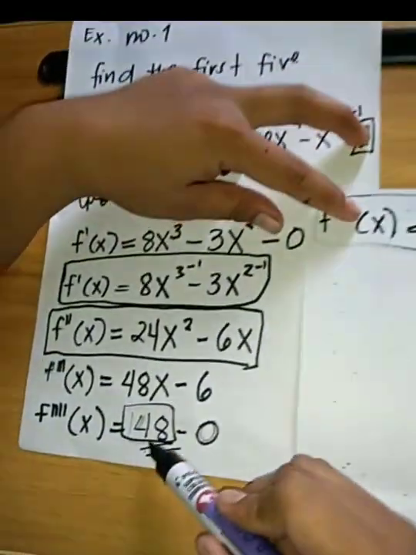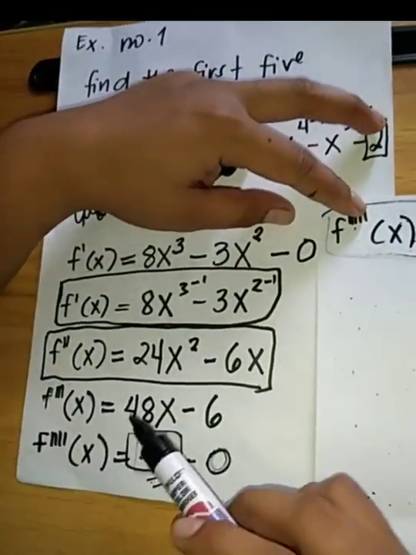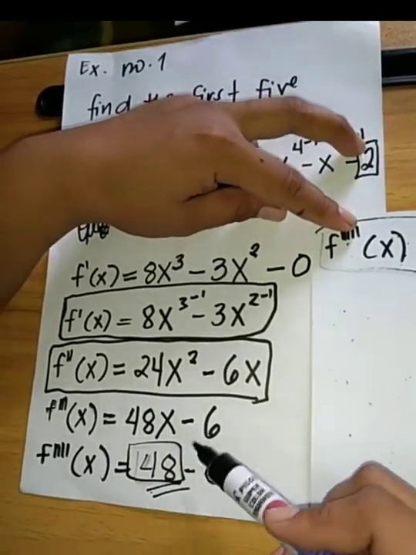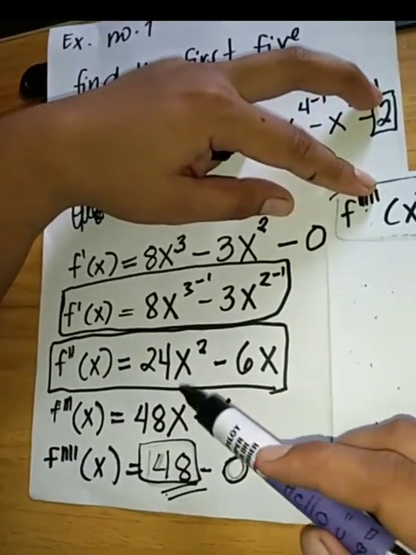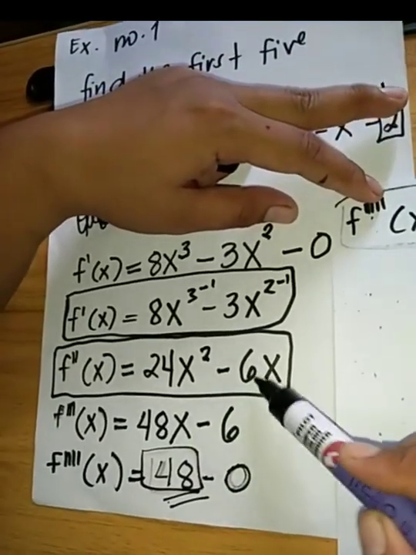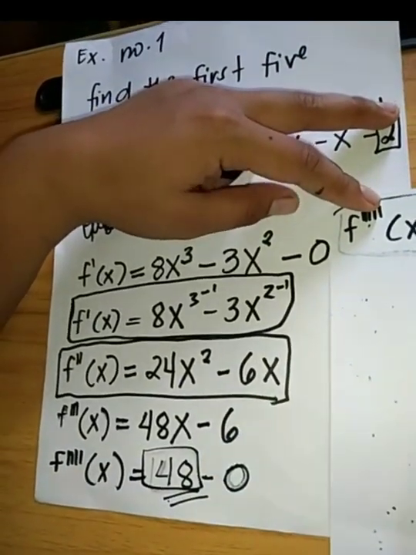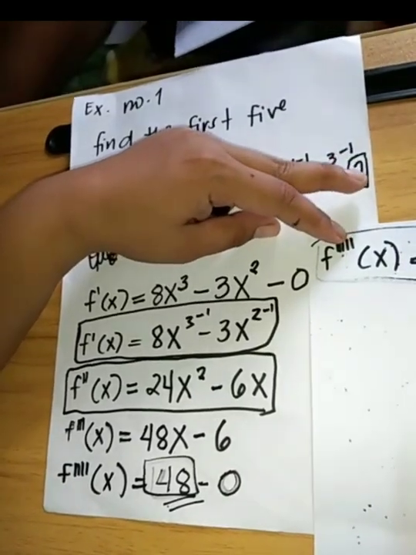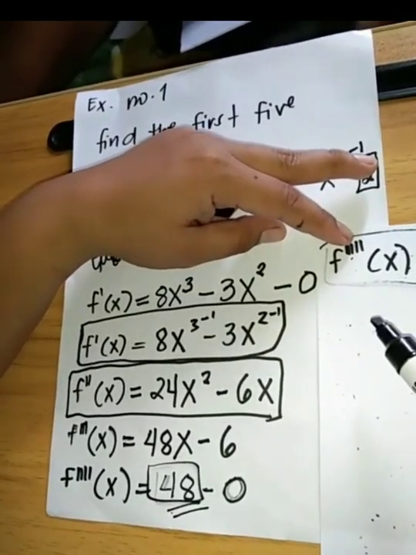The fifth derivative of the function is 0. The fourth derivative is 48. The third derivative is 48x minus 6. The second derivative is 24x squared minus 6x. And the first derivative is 8x cubed minus 3x squared.